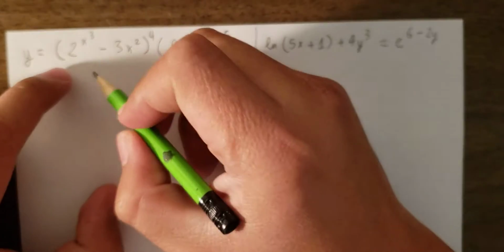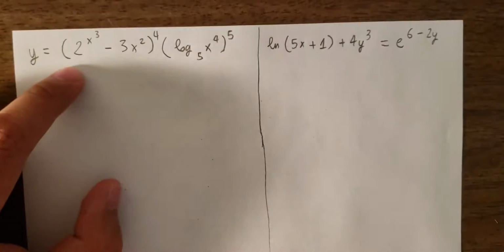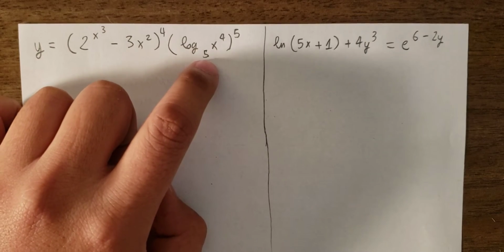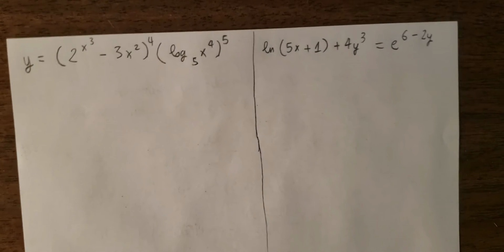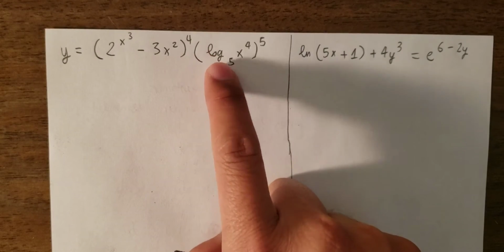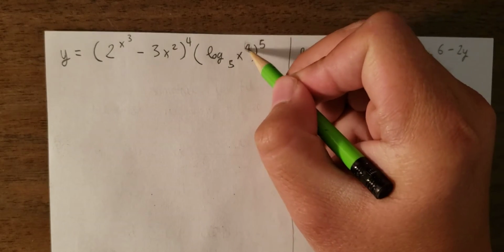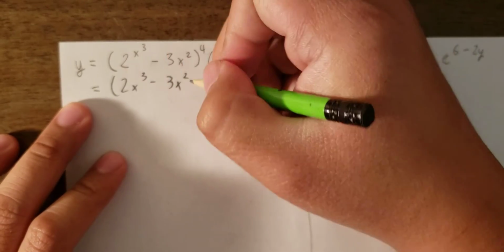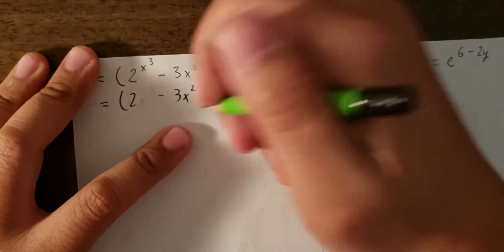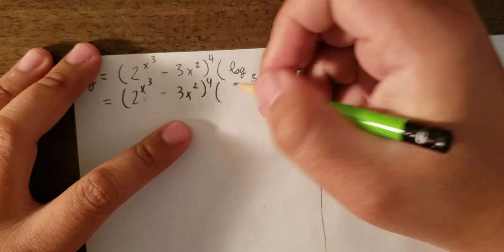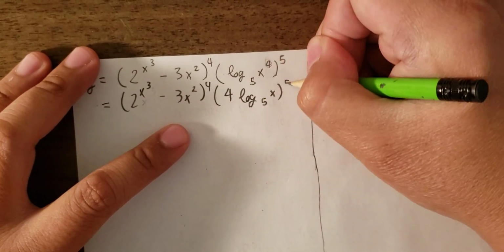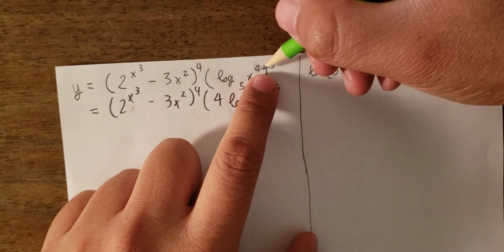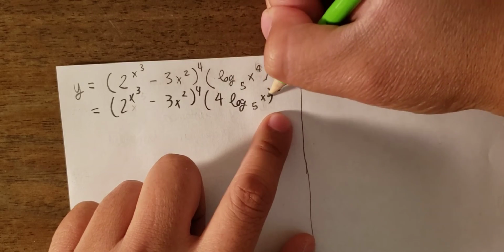The first question: here we have two brackets, (2^(s^3) minus 3s^2) to the power 4, and log base 5 of s^4, to the power 5. Here we have log base 5 of s^4, and you can move the number 4 out to the front. This is the formula for log base a of s^p, so the number goes next to the logarithm base 5 of s.